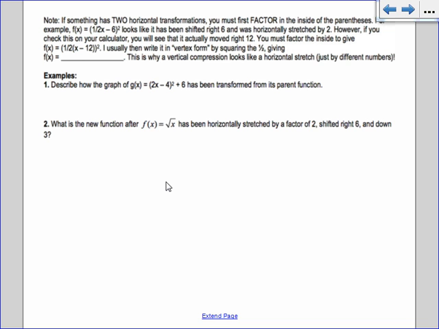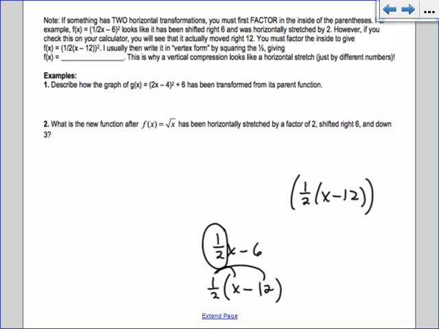So there's some weird things that go on. So it says, however, if you do this on your calculator, you'll see that it actually moved right 12. You must factor the inside. So you're going to pull out whatever number you have here. So you're going to have 1/2, and then x minus, well, what would you need? You would need a 12 in order to get that 6. So you're dividing by that number. If you divide by 1/2, it's multiplied by 2. Okay, and then since I don't really like to have a 1/2 x minus 12 and then all of it squared, what I tend to do is I square the 1/2 and I get 1/4, and then x minus 12 squared. I write it in vertex form. So I get 1/4 x minus 12 squared.